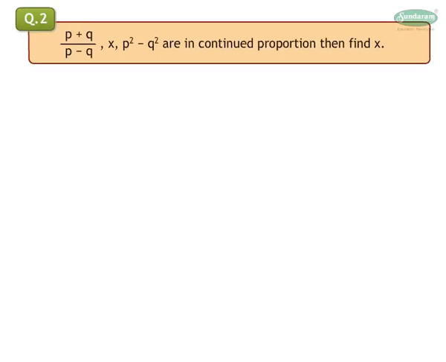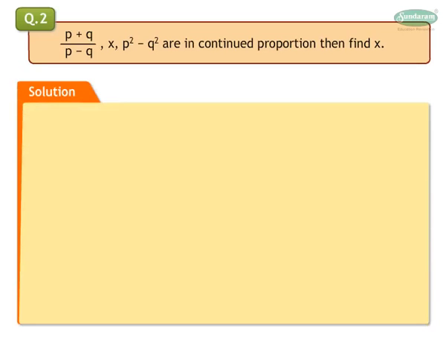Question 2. If p plus q upon p minus q, x and p square minus q square are in continued proportion, then find x. Solution. Since the numbers are in continued proportion, x square is equal to p plus q upon p minus q into p square minus q square.